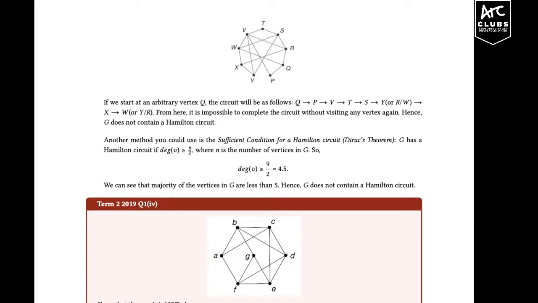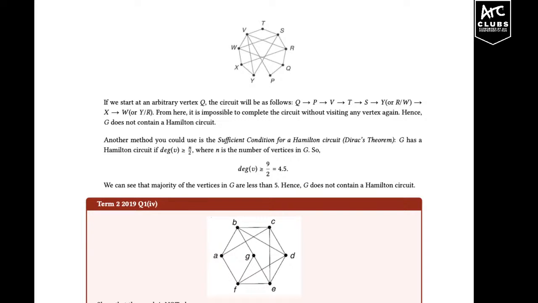Okay, but then we do have something called sufficient conditions, and that's another method that you could use. This basically states that the graph has a Hamilton circuit if the degree of each vertex is greater than n/2, where n is the number of vertices in G. You can see whether this condition is satisfied in this case. There are 9 vertices, so the degree of each vertex is not satisfied.